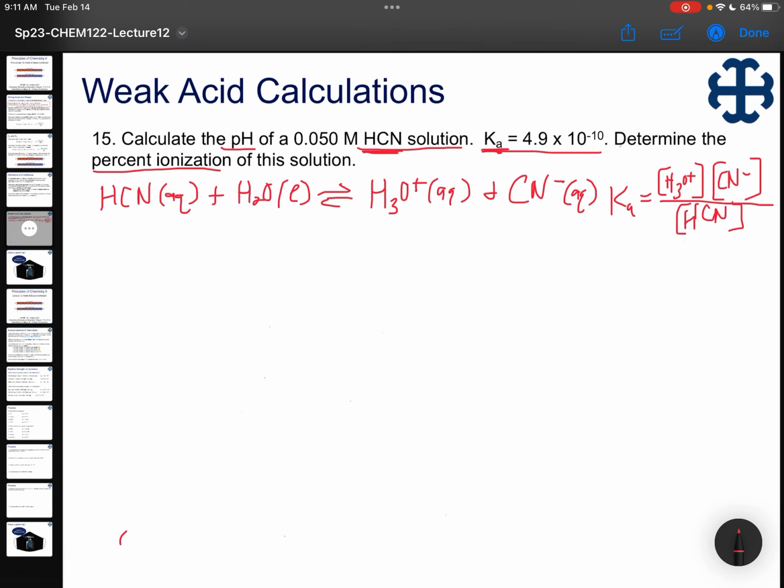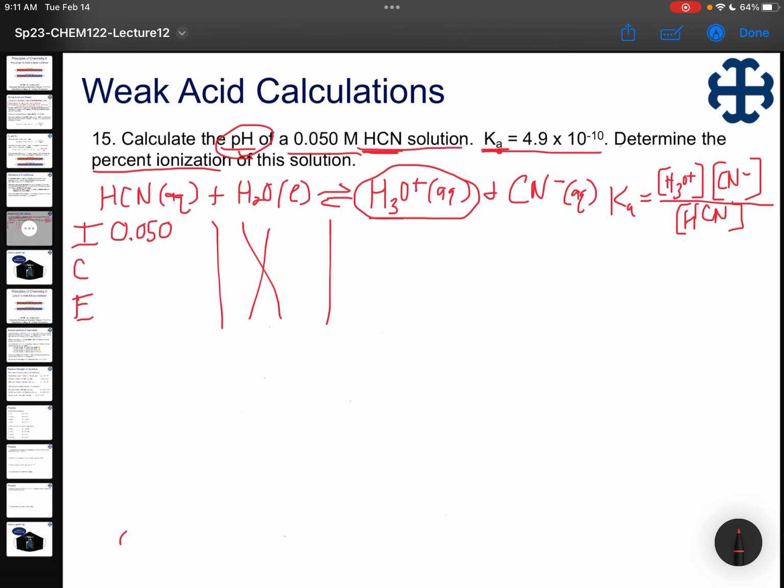And so if we're asked to calculate the pH, what we're really asked to find is our concentration of hydronium right here, right? So we want to figure out what our concentration of this at equilibrium is going to be. And hopefully those words are ringing a bell to where we should be building an ICE chart here. And we are given an initial concentration of our reactant, which is this 0.050 molar HCN. Water is a pure liquid, so we can go ahead and cross that out.